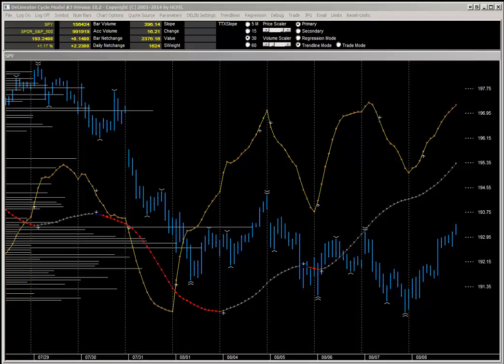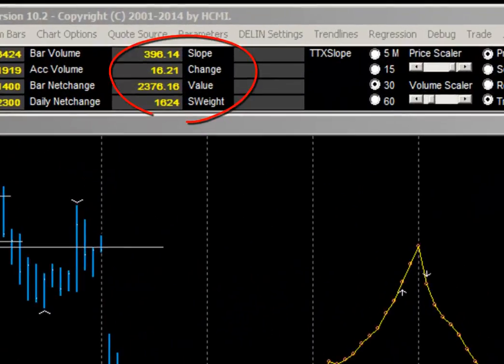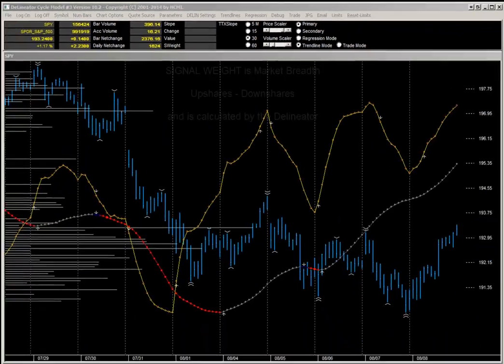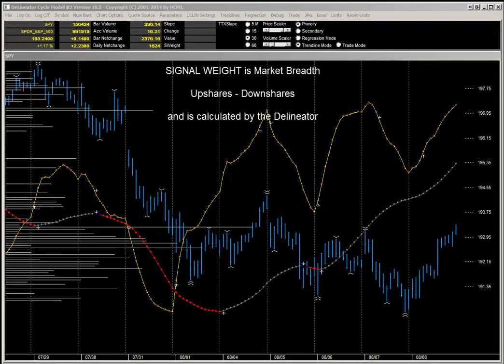Okay, so now that we've learned the basic components of the delineator and the relationship between the secondary and the primary, let's get into the meat of the program, which we can see up here in our data panel. We can see we have the values of the slope, the change, the value of the delineator itself, and signal weight. Signal weight, or market breadth, is what powers the delineator.